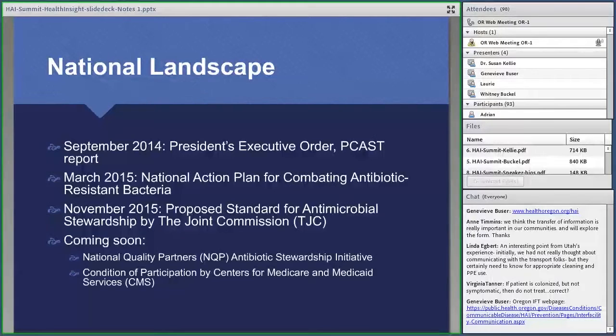In November of last year, there were proposed standards for antimicrobial stewardship by the Joint Commission, released for public comment. Public comment ended at the end of December, so it'll be interesting to see how they take that feedback into making finalized proposals. That's coming up, as well as the National Quality Partners Antibiotic Stewardship Initiative, and, like I mentioned, a potential condition of participation by CMS in order to have antimicrobial stewardship programs, as recommended in the National Action Plan.